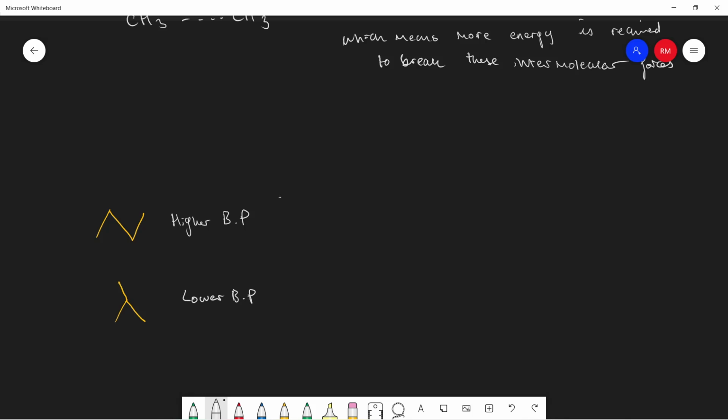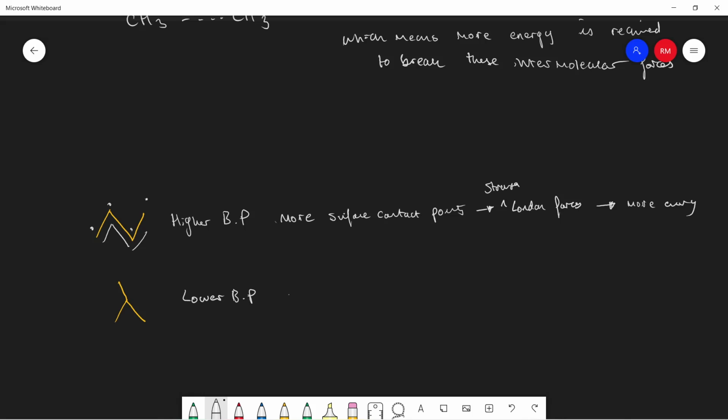Now, you can see overall there are more surface area contact points here, and what that means is there's technically a larger surface area here. If you think about it, it's more spread out, so there's going to be more surface contact points, which means more London forces, which means more energy. Sorry, we'll write stronger.